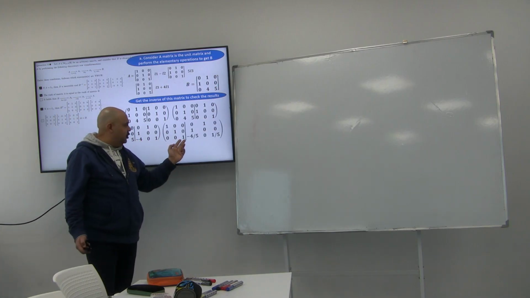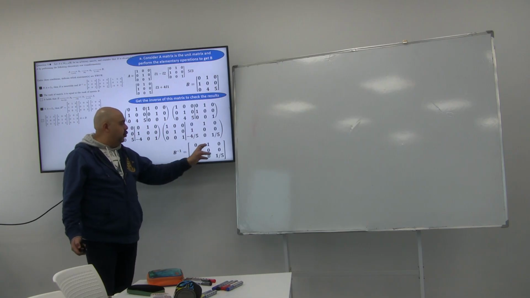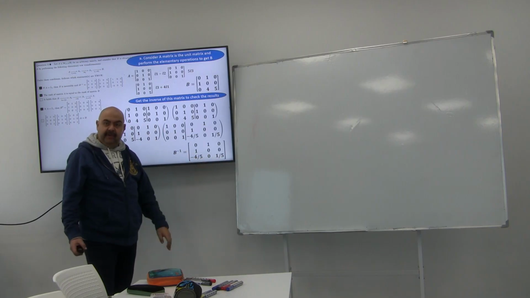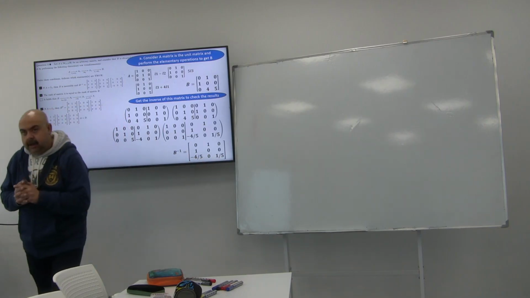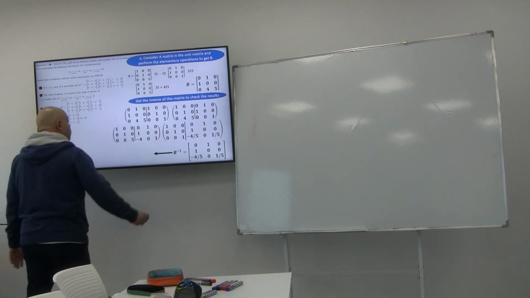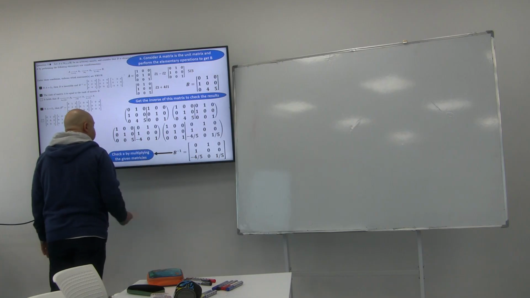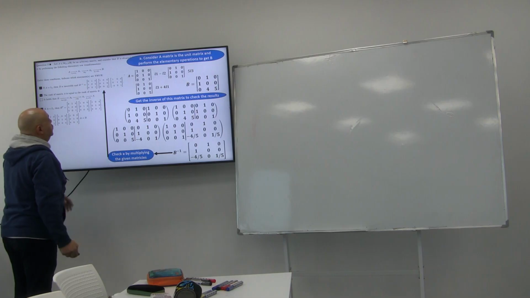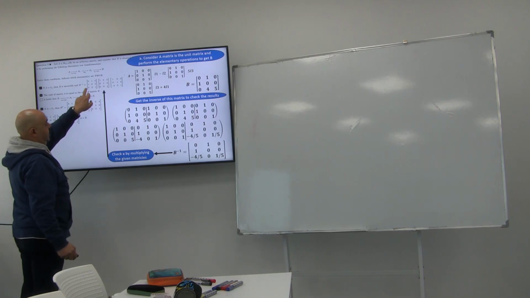So the inverse is the matrix on the right, which is 0, 1, 0, 1, 0, 0, negative 4 over 5, 0, and 1 over 5. I now need to check if this result is correct or not. How to check? Just compare this matrix with the multiplied matrices that were given to you in part A. And yes, it is correct.